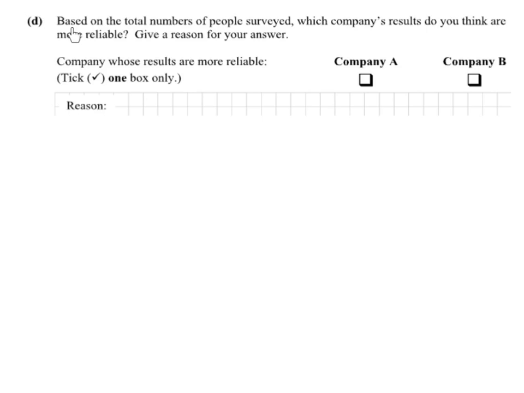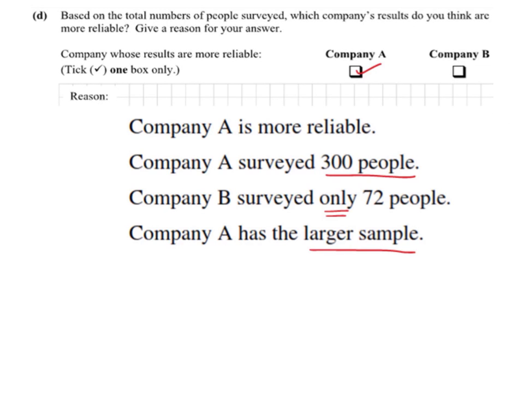Part D. Based on the total numbers of people surveyed, which company's results do you think are more reliable? Give a reason for your answer. Company whose results are more reliable, Company A or Company B. Tick one box only and then give a reason for your answer. I've chosen Company A as the company that I think is the most reliable.